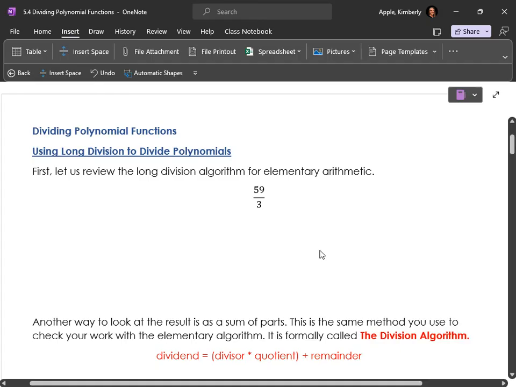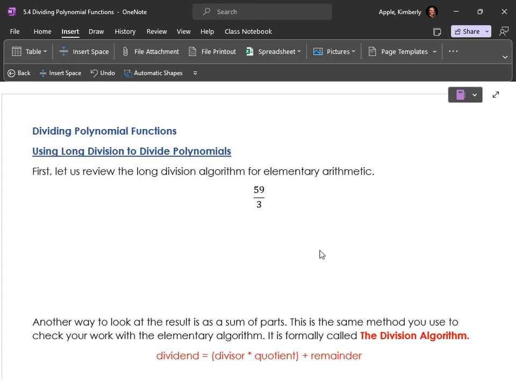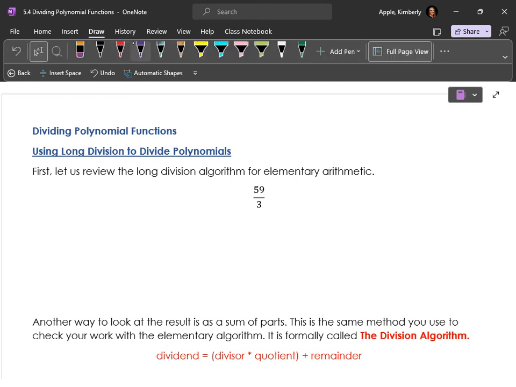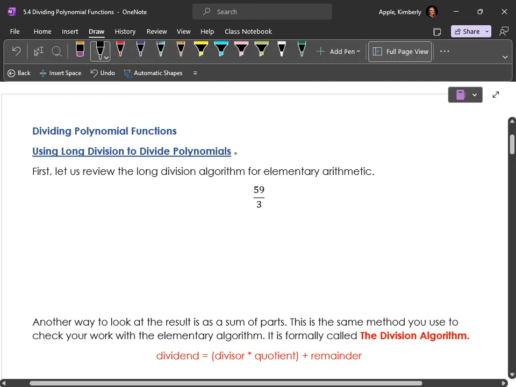Section 5.4, dividing polynomial functions. And we'll start off with just a throwback to long division in elementary school. If we're taking a look at 59 divided by 3, we can change that over to a decimal and we'll see that that's approximately 19.67.